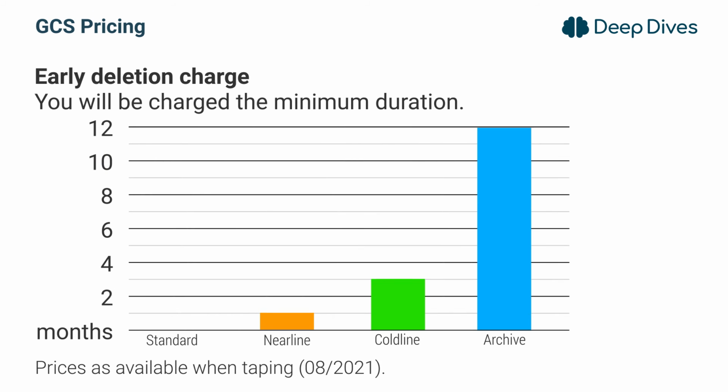Additionally, some of the storage classes have a minimum storage duration. That means that if you delete your data earlier than that minimum duration, you will be charged an early deletion charge, that is the storage charge for that minimum duration. With nearline, the minimum duration is 30 days, with coldline 90 days, and with archive 365 days.